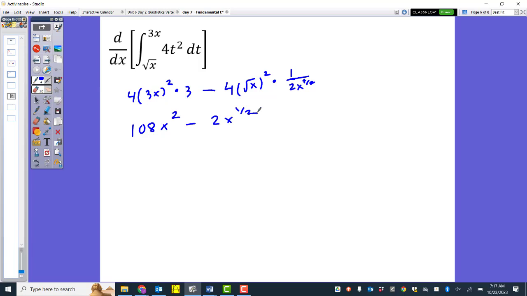And you can see more problems like this through practice. So if you want a couple to practice on, here are a couple more.